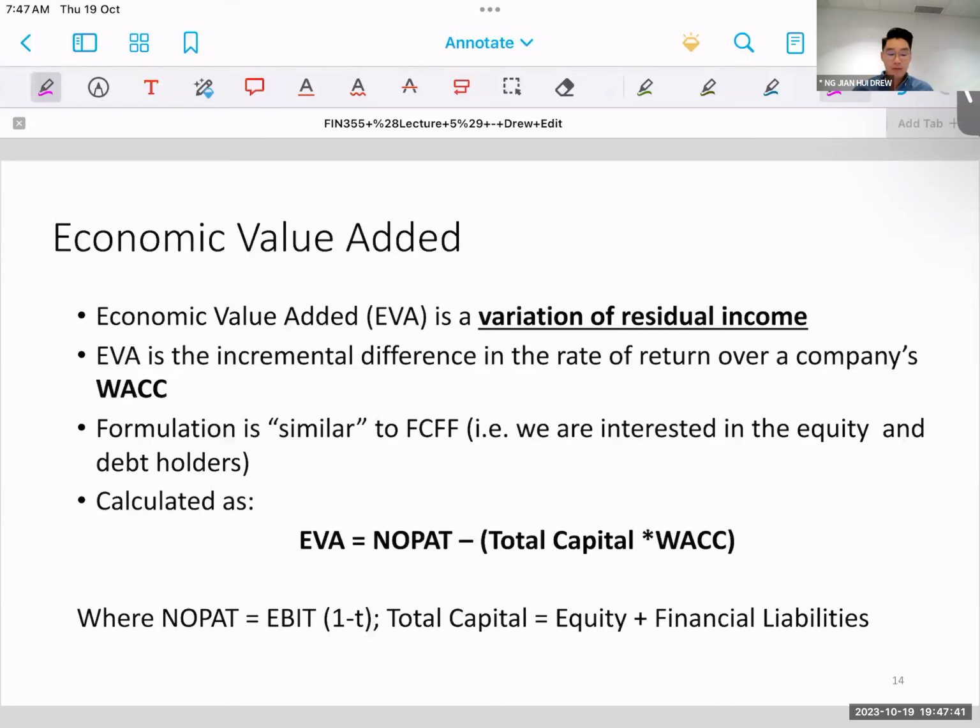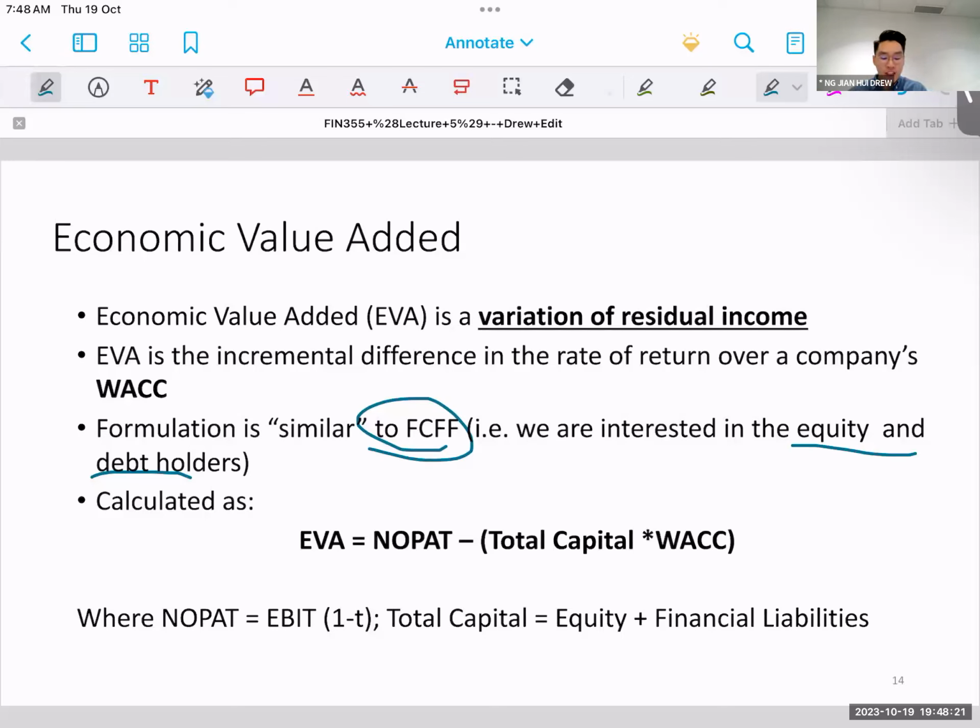Okay, so now we have talked about RI, residual income. Now let's shift gears a little to talk about economic value added. The idea of economic value added is basically RI, but in terms of more FCFF, meaning that we're interested not only in equity, but equity and debt. Just now, RI was just the equity component. But EVA, economic value added, is a variation of the RI because now we want to consider both the equity and debt holders.